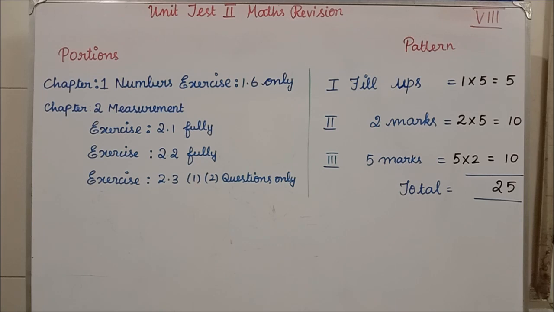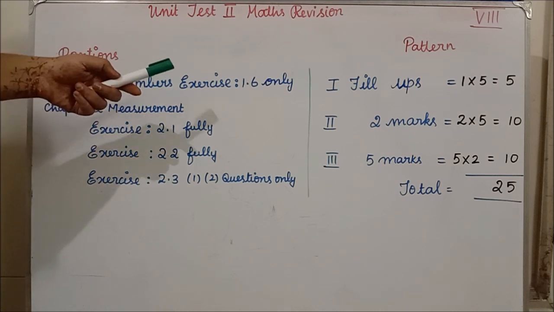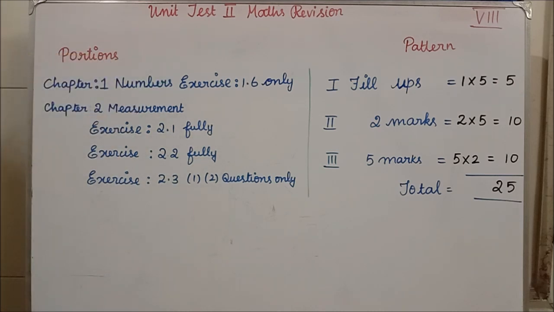Students, in this session, we are going to revise the maths for your unit test 2. First we'll see the portion. See students, in chapter 1 numbers, in exercise 1.6 alone you are going to read. It is based on exponents and power. Next, in chapter 2 measurements, exercise 2.1 you are going to work out fully.